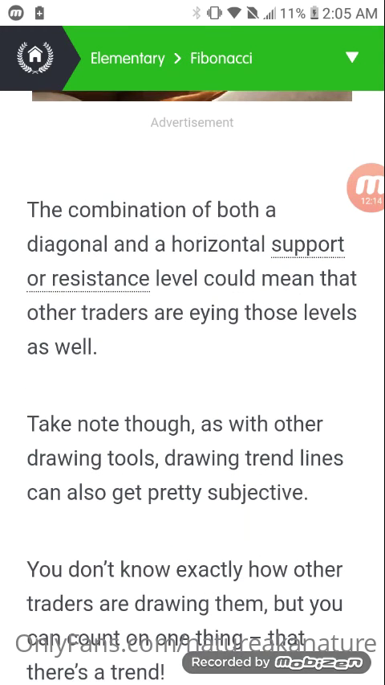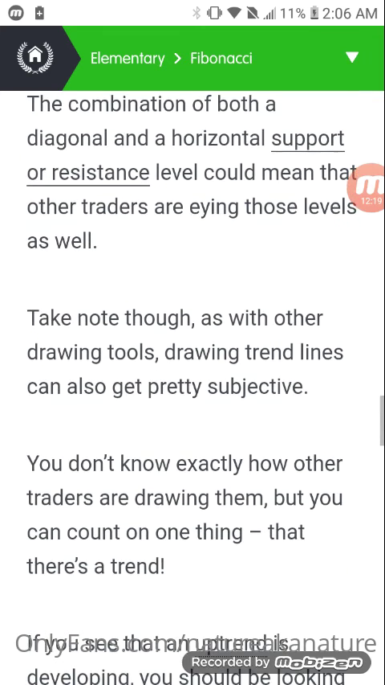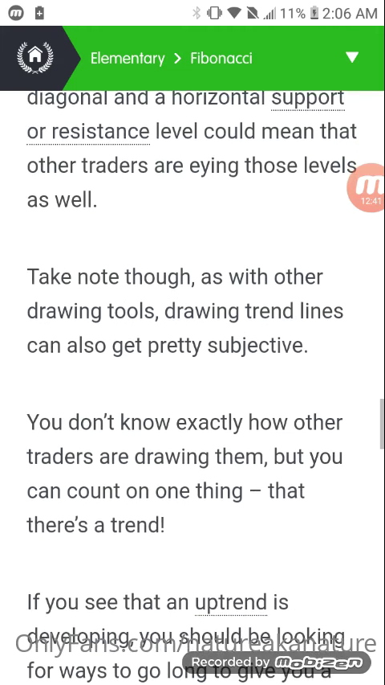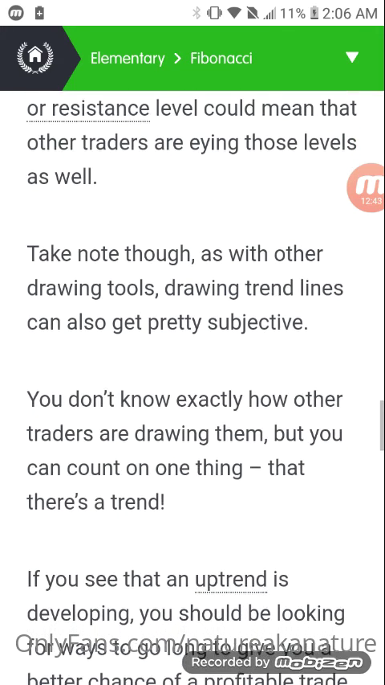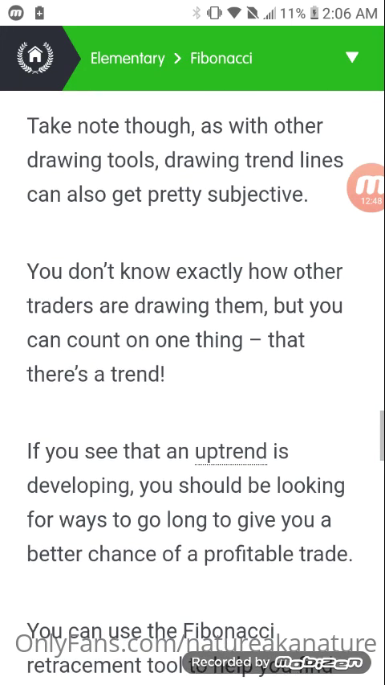So take note as well. Drawing trend lines and other tools can be very subjective. All of these technical indicators can be very subjective. That's why you must know how to identify the trend and know support and resistance levels, and even how to use Fibonacci. I think y'all know how to use the Fibonacci retracement, but you don't know exactly how other traders are drawing them. But you can count on one thing, that there's a trend. So trend lines do help you identify the trend.